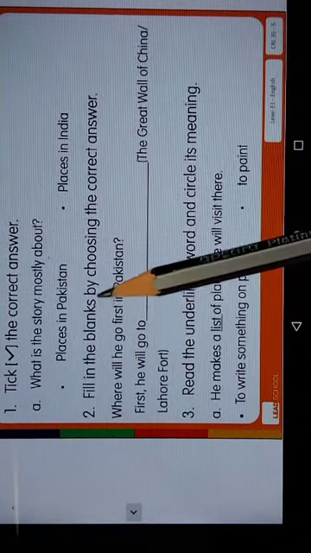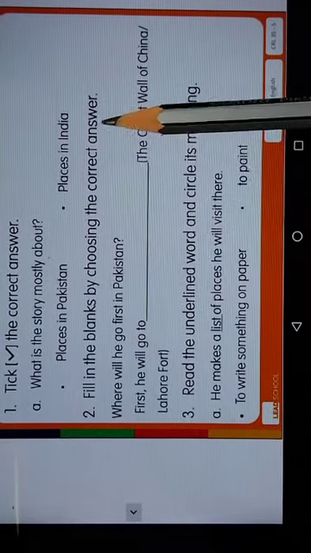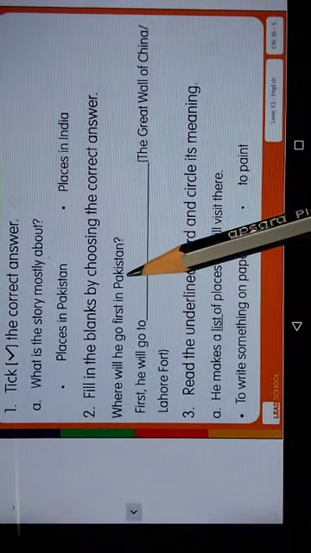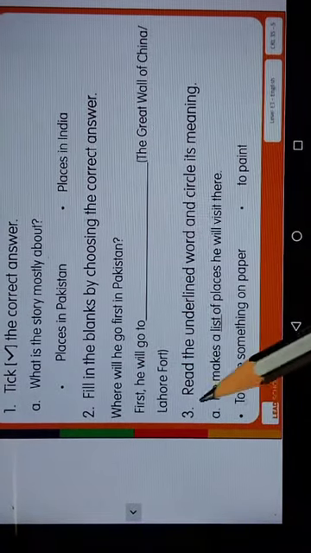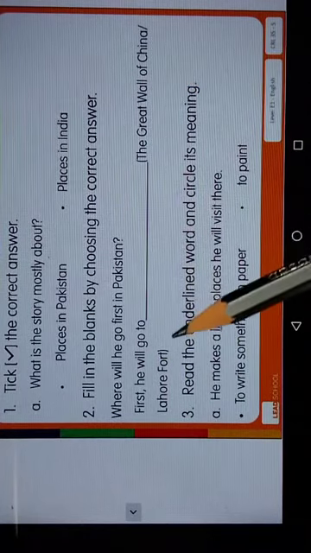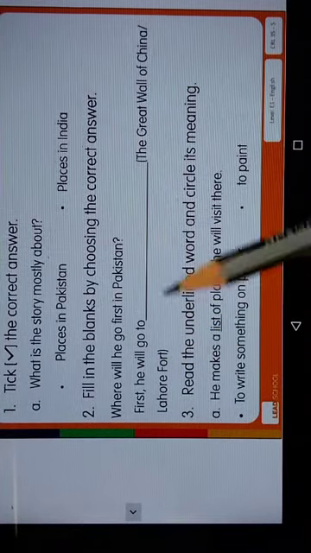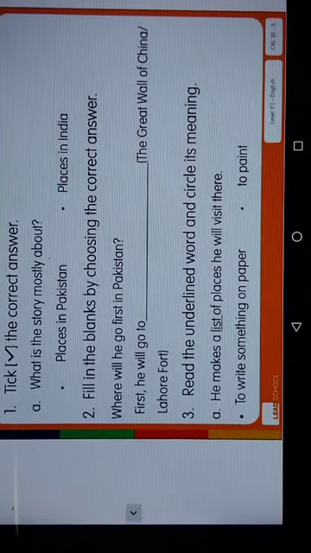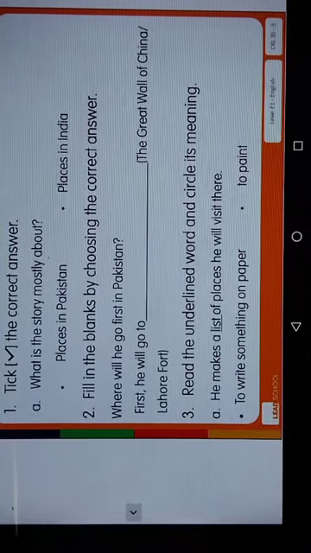Fill in the blanks by choosing the correct answer. Where will he go first in Pakistan? First, he will go to, there are 2 options given here. You just look at the options and then try to answer this question.